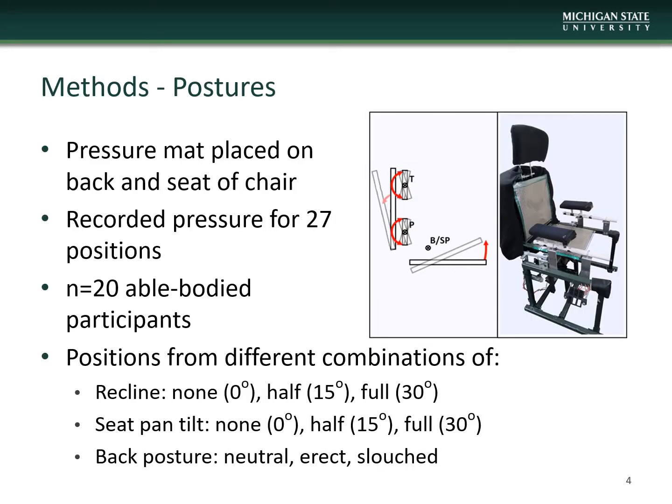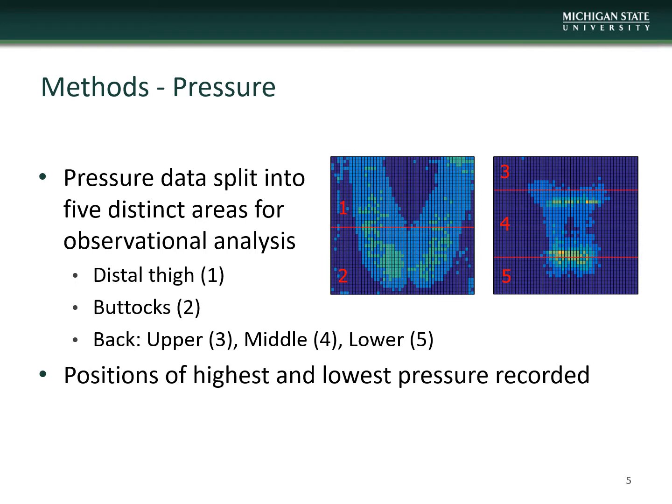To do this, a pressure mat was placed on the back and seat of a chair with articulating seat pan and back support components, as well as a recline component. Pressure was recorded for 27 different positions with 20 able-bodied participants. These 27 positions were from different combinations of 3 angles of recline, 0, 15, and 30 degrees, 3 angles of seat pan tilt, 0, 15, and 30 degrees, and 3 back postures, neutral, erect, and slouched.